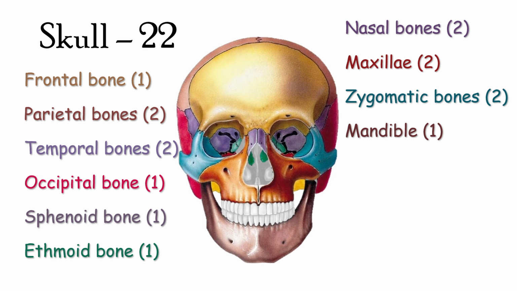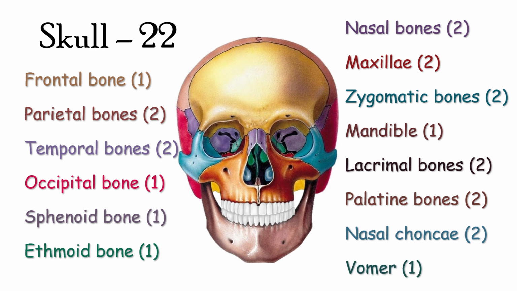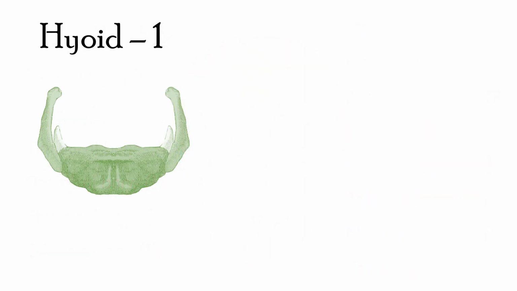Mandible forms lower jaw, holds lower teeth, and enables chewing. Lacrimal bones form part of eye sockets and contain lacrimal sacs. Palatine bones form part of hard palate, nasal cavity, and eye socket. Inferior nasal conchae filter and humidify air inhaled through nose. Vomer forms part of nasal septum, separating nasal cavities. Hyoid bone supports tongue and provides attachment for muscles of neck and pharynx.